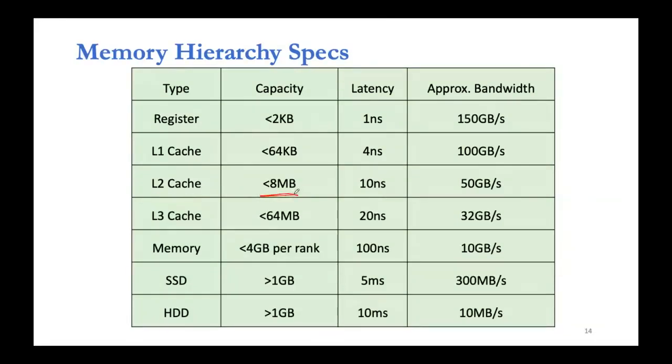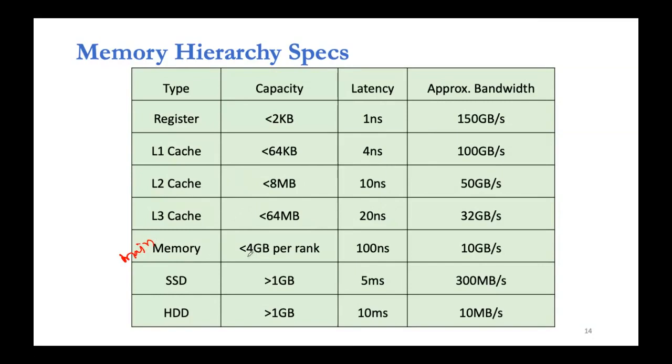L2 caches are generally less than 8 MB in total, with 256 kilobytes for each one. Then comes the L3 cache, which is around 64 megabytes in size, and it takes 20 nanoseconds. Then comes what we call the main memory.